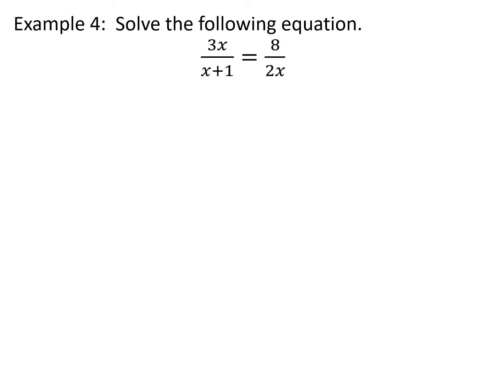Okay, so I'm going to go ahead and walk you through this example. Same idea. We'll multiply both sides by the LCD. Yep. I'm going to multiply it on both sides.